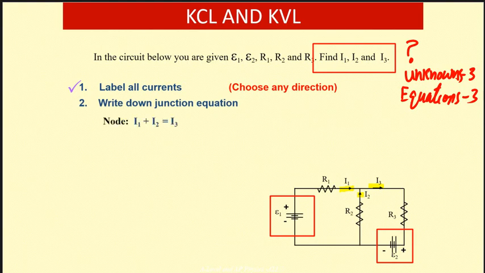Okay, next thing we need to do is write down the junction equation. So where is the junction? You can see this point is called the junction point. In this case I1 is entering and I2 is also entering. The current entering has to be equal to the current leaving, and this is based on KCL. This is what we have written here. We can call it a node or a junction. This is one step you always have to do for complex DC circuit problems.